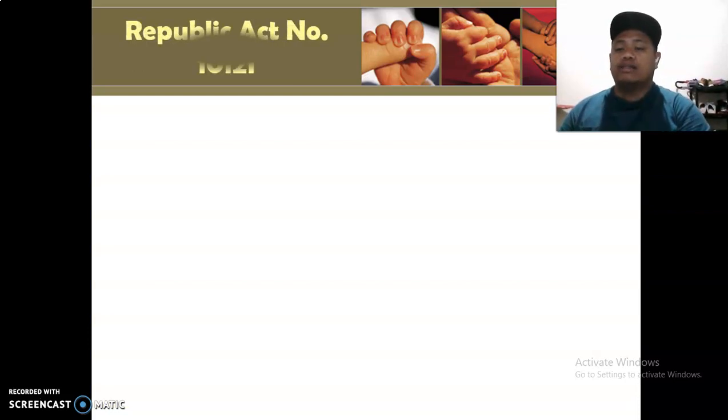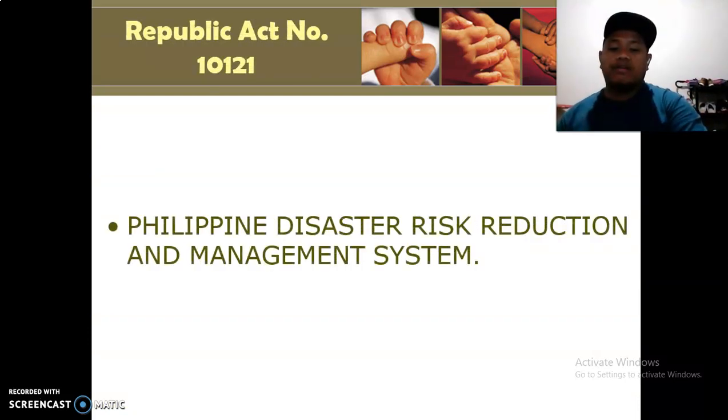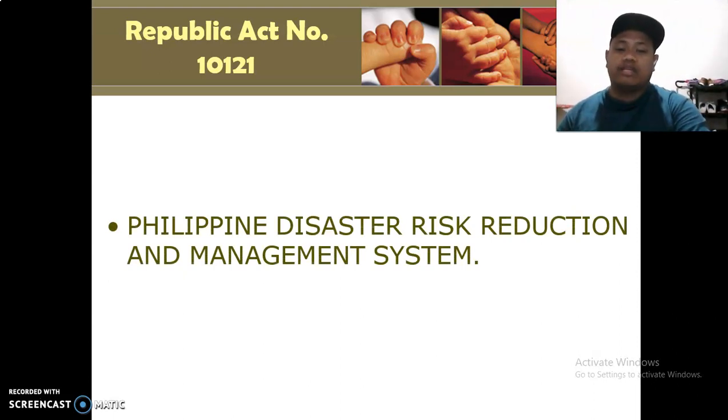Example po nito is under Republic Act 10121, or the Philippine Disaster Risk Reduction and Management System Act of the Philippines. Republic Act 10121. Huwag niyo kakalimutan, possible po na lumabas sa board exam.